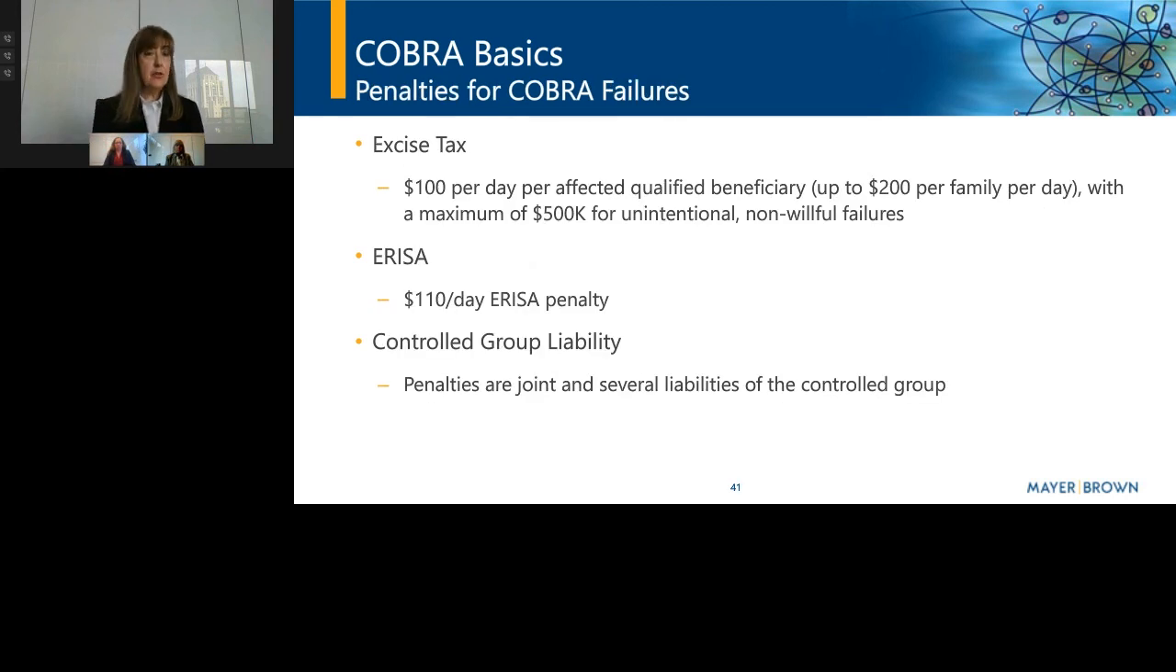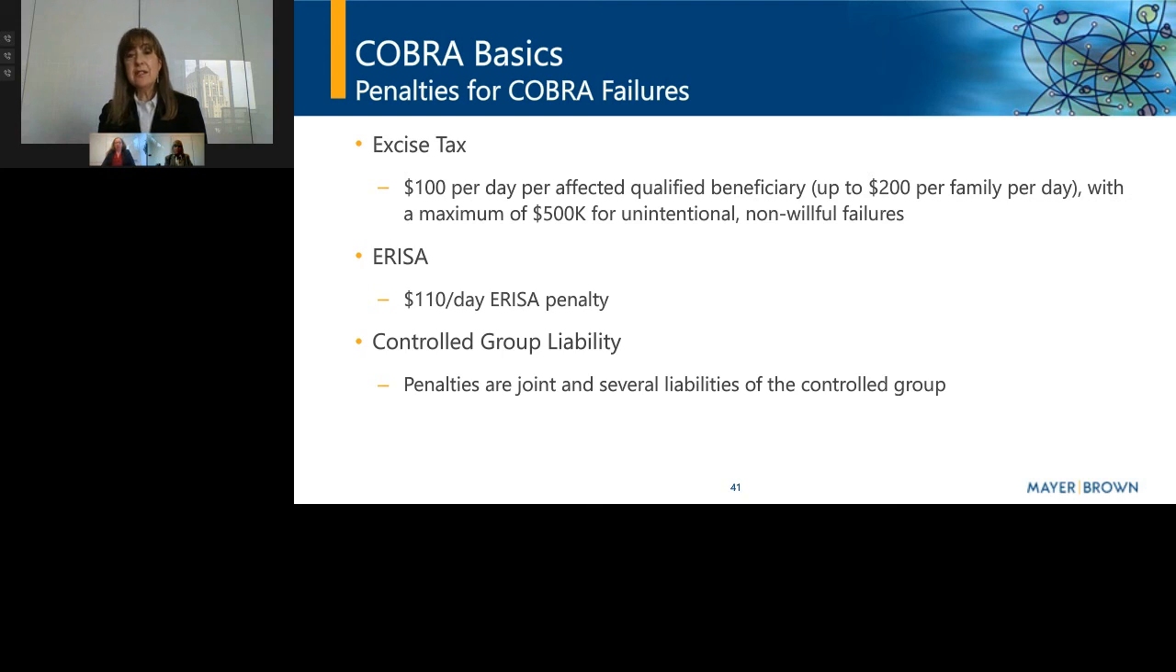So let's focus for a moment on the penalties for failure to comply with COBRA. They can really mount up if you have multiple penalties. And the penalties are both in the form of excise taxes under the federal tax code. Those are $100 per day for each affected qualified beneficiary, with a $200 maximum per family per day, and an overall statutory maximum of $500,000. And that's where the penalties are not willful or intentional.